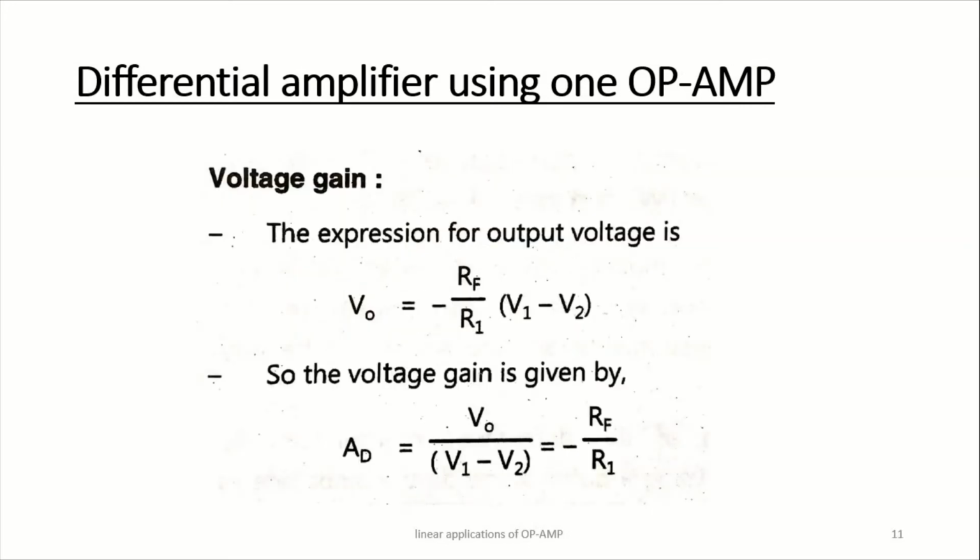Next is voltage gain. The expression for the output voltage is V0 equal to RF upon R1 into V1 minus V2. So the voltage gain AD is equal to V0 divided by V1 minus V2, which is equal to RF by R1.